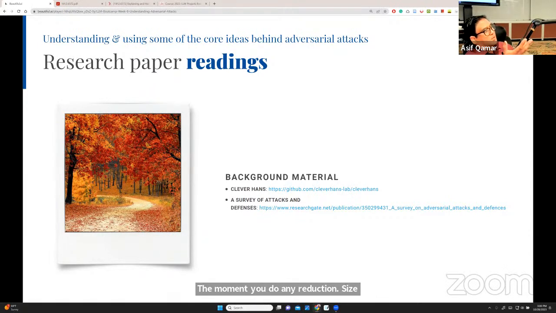Every size reduction implies pixel merging of some form, right? And there is a loss. There is a loss of information, but you usually don't call it an adversarial attack. It has been a part of.